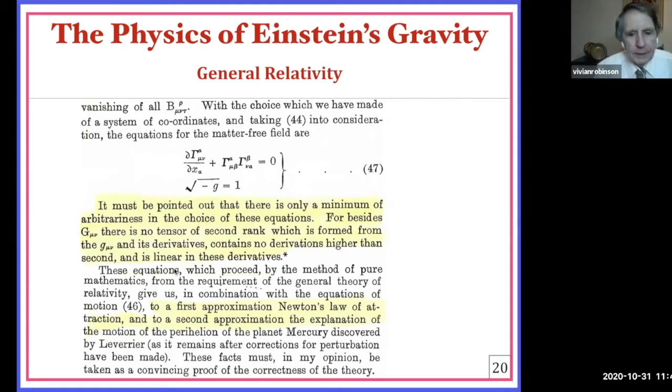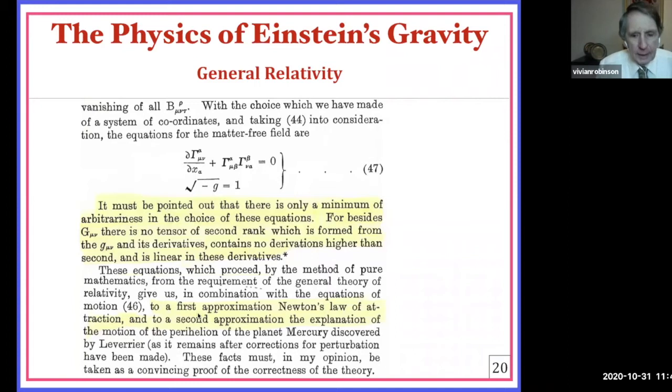First feature to note is that his work involves approximations. I mean, he says so. In this top highlighted section, you'll see there is only a minimum of arbitrariness. That is not the same as this is an exact solution. He only uses tensors of low rank and only second order derivatives. He didn't have to be more accurate. He was only considering small variations from Newton's predictions.